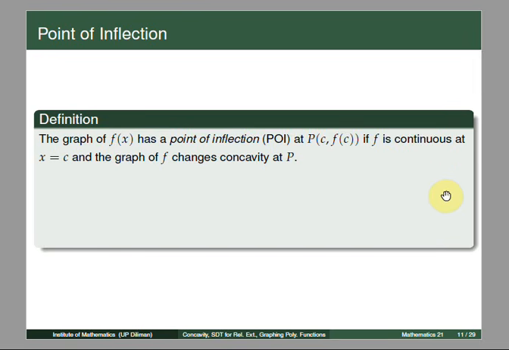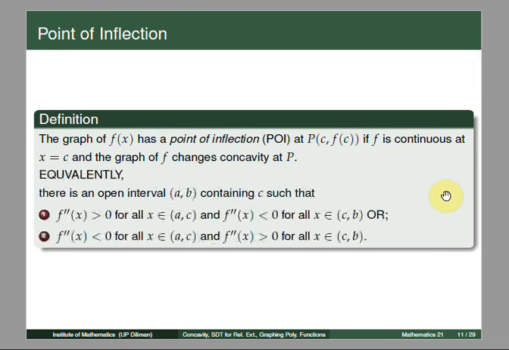Equivalently, f has a POI at x equals c if there is an open interval (a, b) containing c such that either one of the following happens. For number 1, f double prime is greater than 0 on the left of c, and f double prime is less than 0 on the right of c. That is, concave up on the left of c, concave down on the right of c. So there is a change in concavity. Well, for number 2, we have concave down on the left and then concave up on the right.